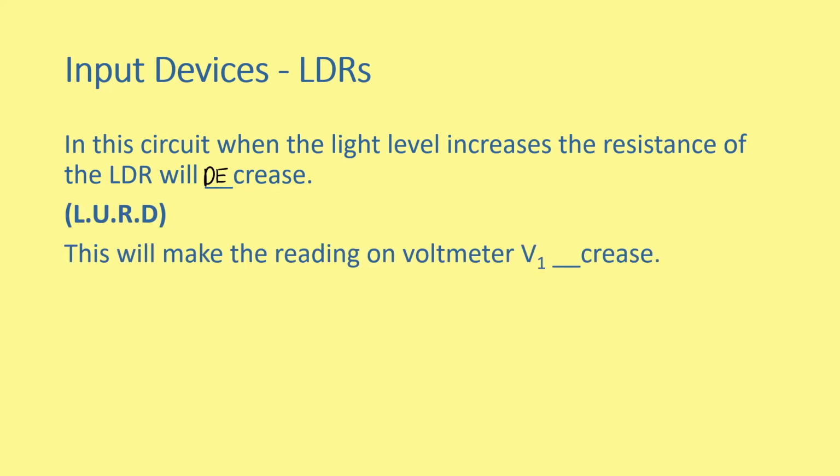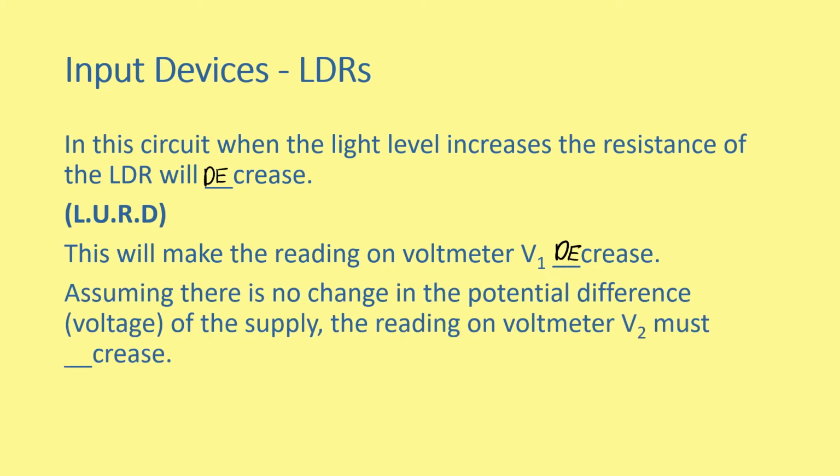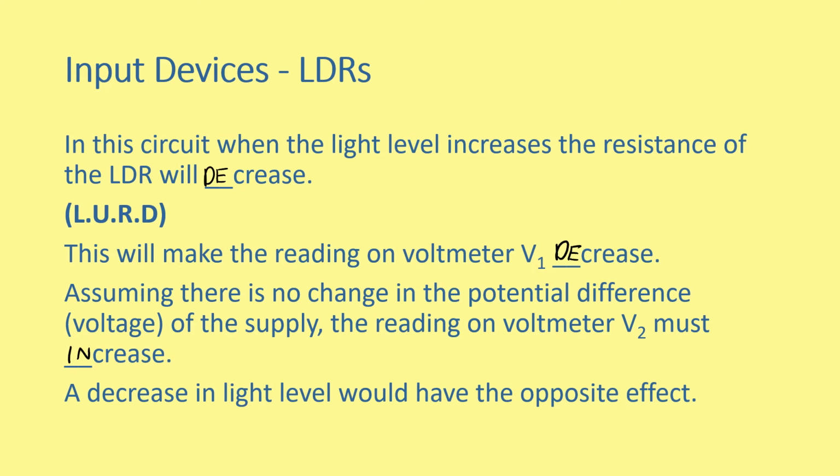This will make the reading on the voltmeter V1 also decrease. Assuming that there's no change in the potential difference of the supply, the reading on voltmeter 2 must increase to compensate for the decrease in V1. A decrease in light level would have the opposite effect.